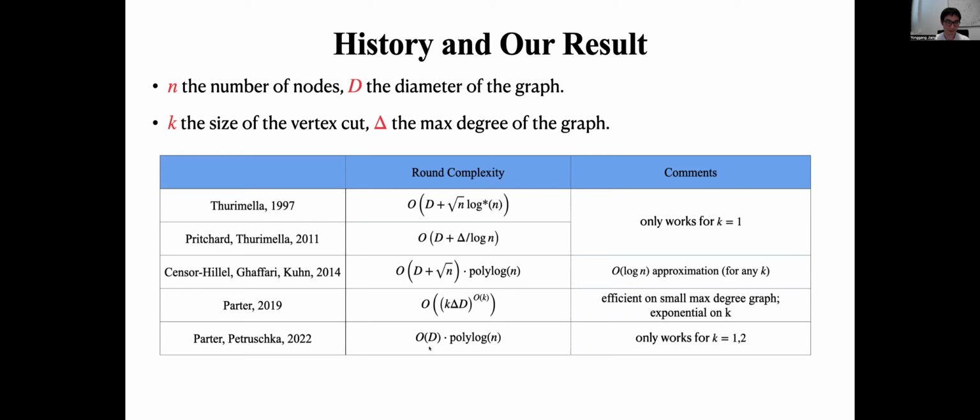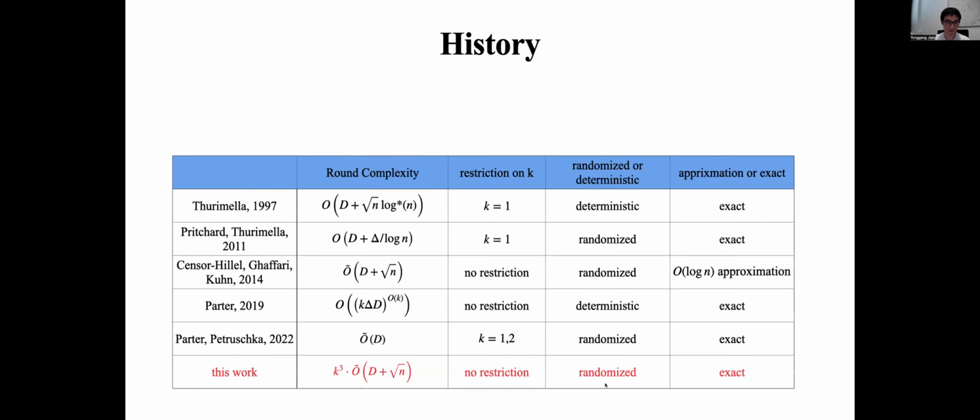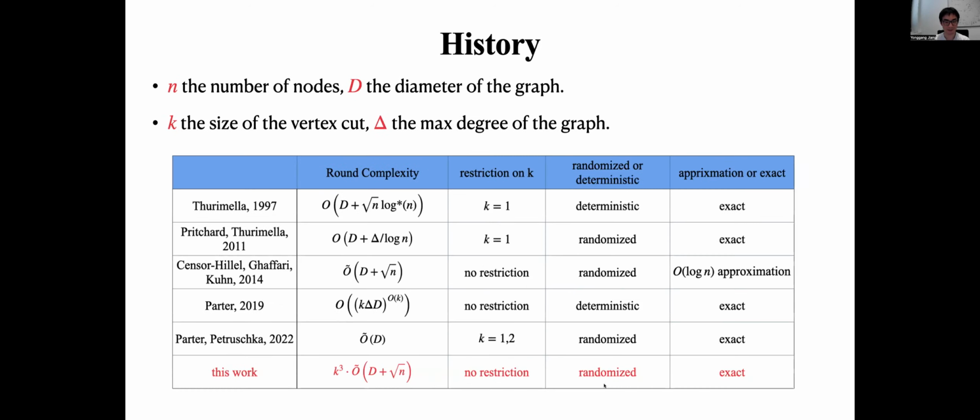And recently, there is a paper that comes up with an algorithm that runs in D rounds, but it only works for k equals 1 and 2. So basically, there was no sublinear algorithm before our paper, even for k equals 3. Our paper gives a sublinear algorithm for any small k, and it has running time k to the power 3 multiplied by D plus root n. So here is the summary of the history, and just to mention, our algorithm is randomized.